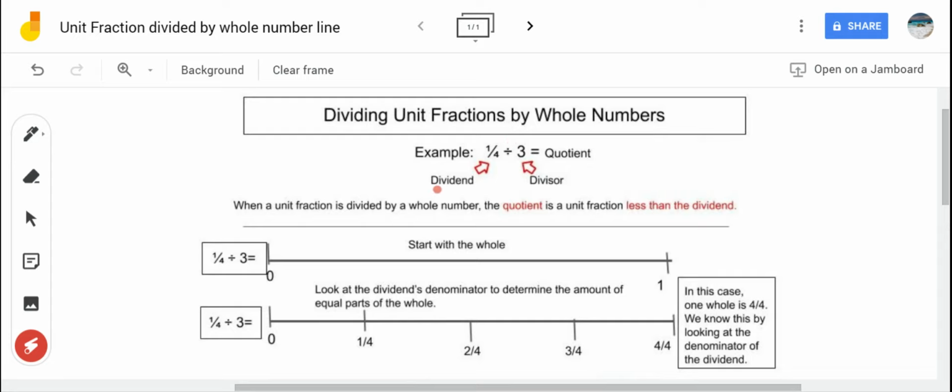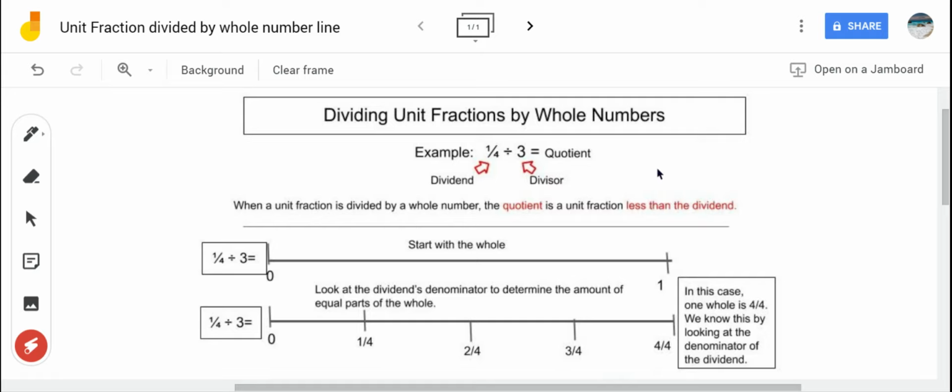In this equation, the dividend is the unit fraction. Remember, a unit fraction is a fraction that has 1 in the numerator. Our divisor is our whole number, and our answer is the quotient. The quotient is always the answer when we're working with division.